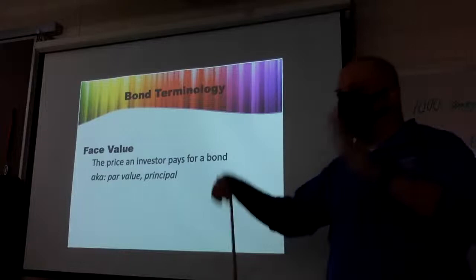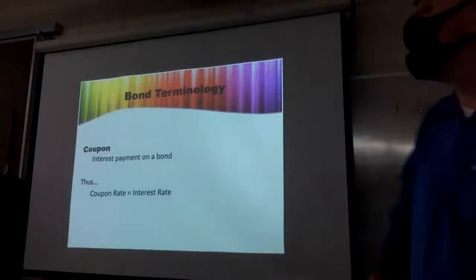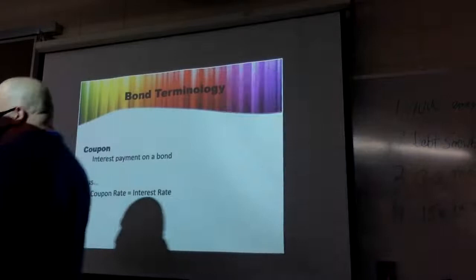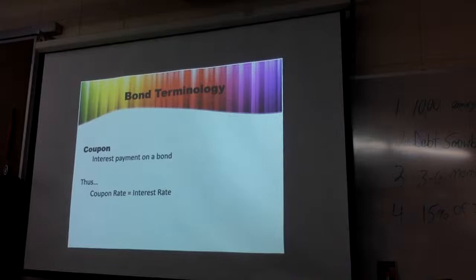Now, the coupon is the interest payment on a bond. So the coupon rate is basically the interest rate. Here's where we can get into taking a look at interest rates and see if this is actually a good idea. If you find a bond that's going to pay out 2%, is that really going to be worth it? Well, not really, because you can find that in a savings account. If you find a bond that's going to pay out at 5%, is that worth it? Well, it depends on who you are and what you're trying to do.